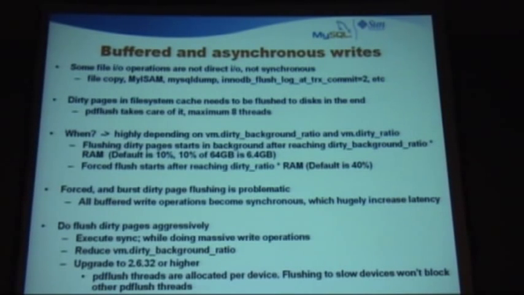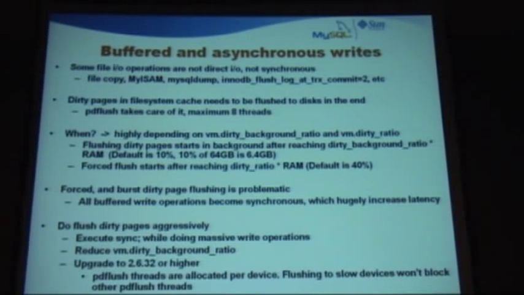On Linux, the pdflush daemon takes care of it, and a maximum of 8 threads run to flush dirty pages. When dirty pages are flushed depends highly on kernel parameters, especially vm.dirty_background_ratio and vm.dirty_ratio. Flushing dirty pages starts in the background after reaching dirty_background_ratio multiplied by RAM. The default is 10%, so if you have 64 GB of memory, after dirty pages reach 6.4 GB, background pdflush dirty page flushing starts.